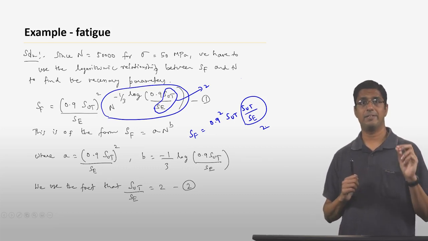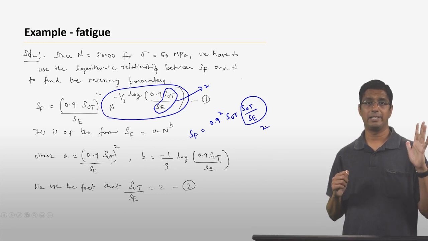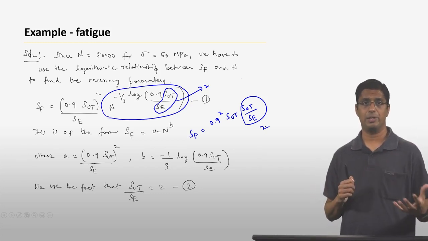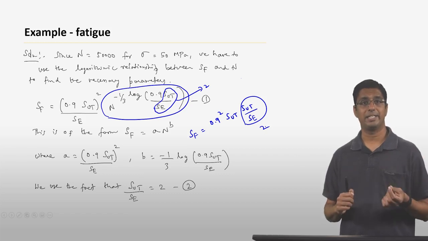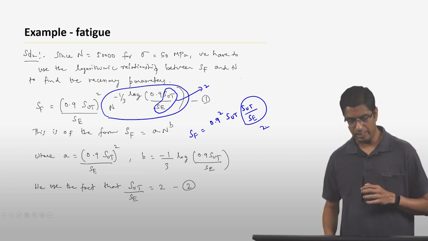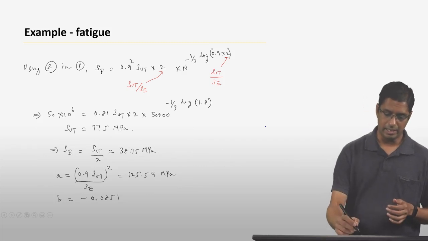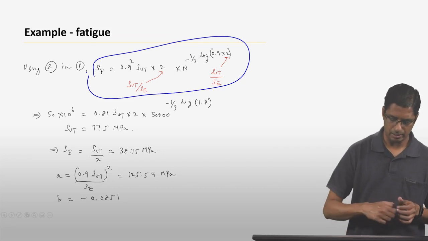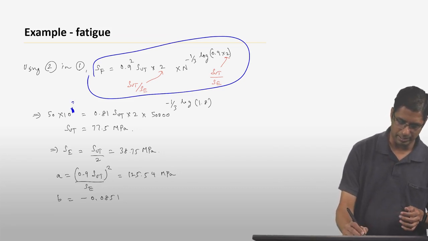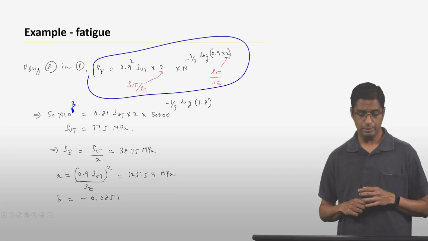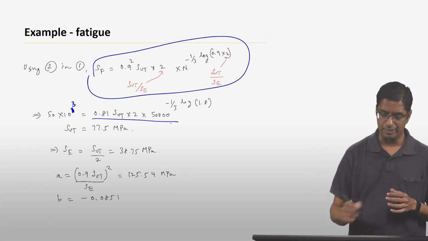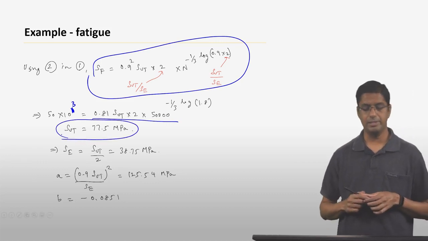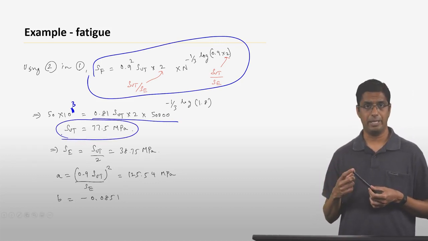Which means that from the given information that the shaft fails at 50,000 cycles, when you apply a completely reversed load of 50 MPa, I can essentially get my SUT. And that is what I'm going to do now. So essentially, I write the equation in this way, and use the fact that this is actually 50 times 10 to the 3, not 10 to the 6. Then essentially you can find out what SUT is from this equation. And SUT turns out to be 77.5 MPa.